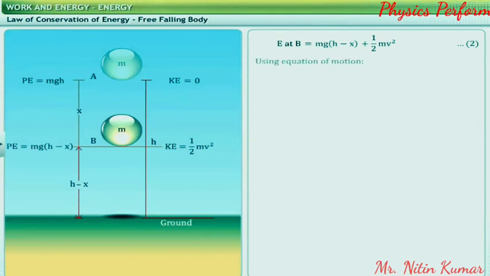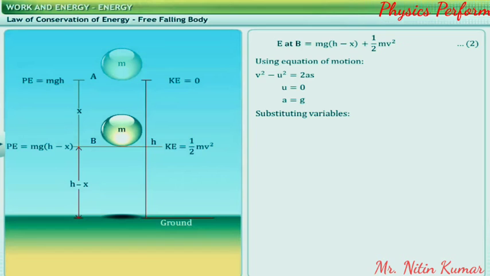To get the final velocity of the body at B, you need to apply the equation of motion related to displacement, initial velocity, final velocity, and acceleration. Here, the initial velocity u is 0. The acceleration of a free-falling body is only due to gravity.